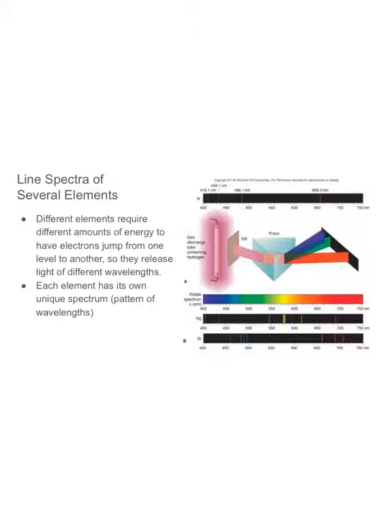Now, here I have 3 different atoms: the hydrogen atom, mercury, and strontium. If you look at the visible light spectrum, it starts with that purple or violet color at 400 nanometers and goes all the way up to 750 nanometers with your reds. Hydrogen has a line somewhere around 420 and somewhere around 440, somewhere around 486 rather, and somewhere around 650.